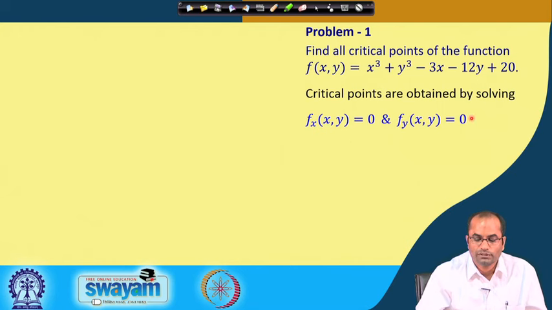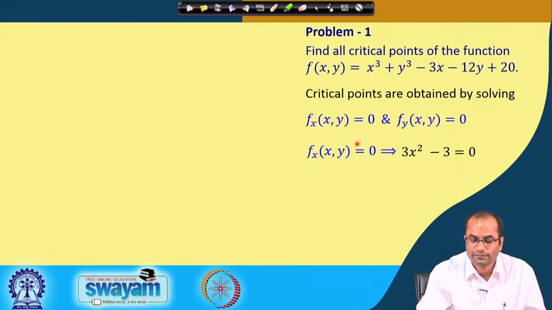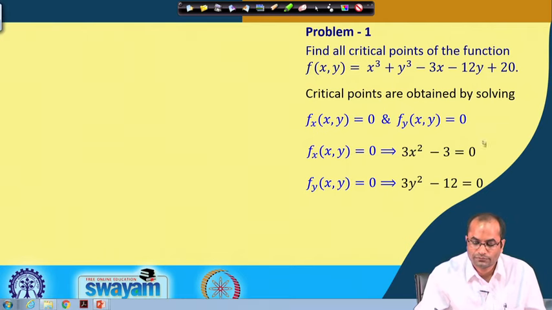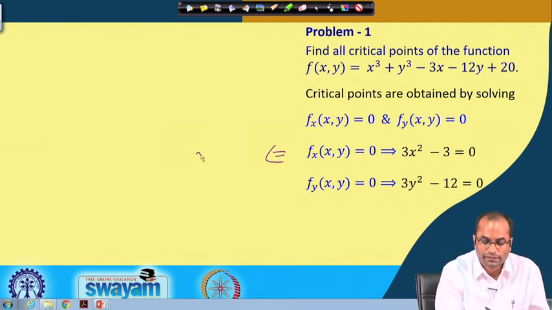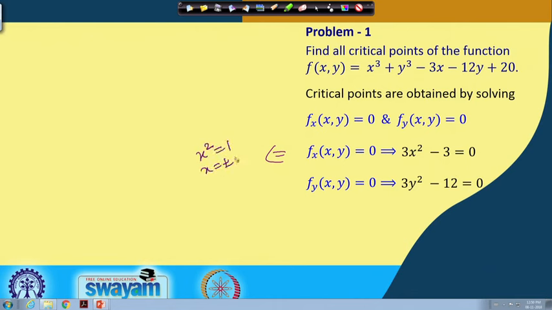So f x equal to 0 and f y equal to 0 will give us 3x square minus 3, which we are setting to 0 to find the critical points. Similarly, when we take f y, we have 3y square minus 12 equal to 0. From the first condition we get x square equal to 1, so x is plus or minus 1, and from the second condition we get y square equal to 4, which implies y is plus or minus 2.